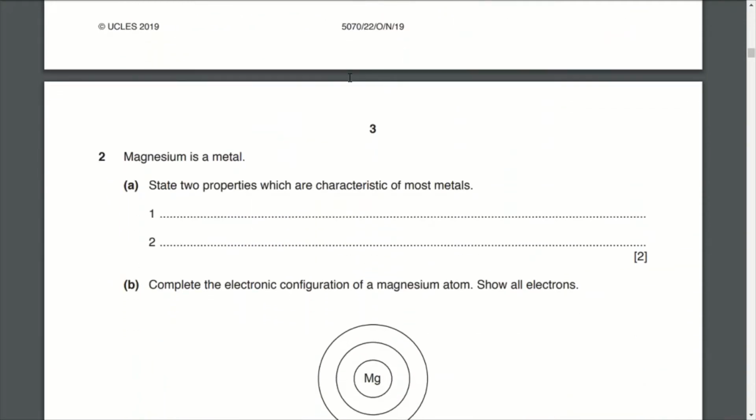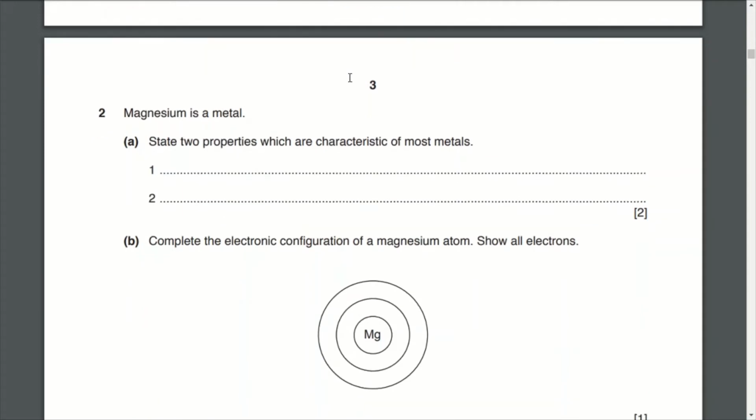Alright, coming to question number 2, magnesium is a metal. State 2 properties which are characteristic of most metals. Most metals' characteristics we have been studying, I guess, since 5th grade, or I think even before that. And here you're just going to write the properties and nothing else. You do not need to give any description about it. No extra material, save your time, just simply write. It is ductile, for example, or it is malleable, or it conducts electricity, or it's shiny. Any of these, because we just require 2 answers, so any two of these.